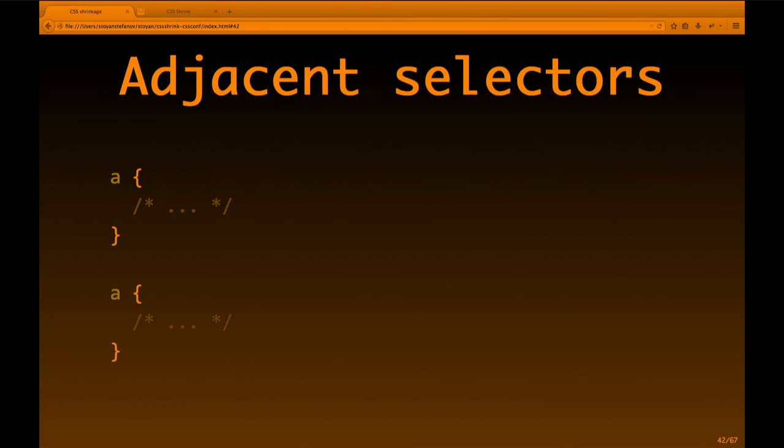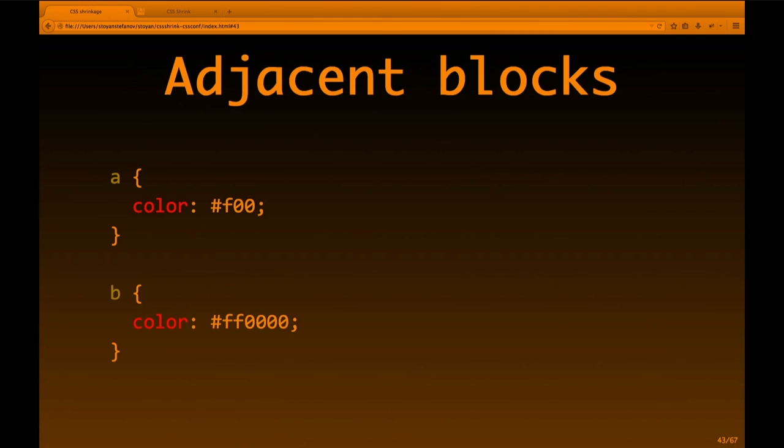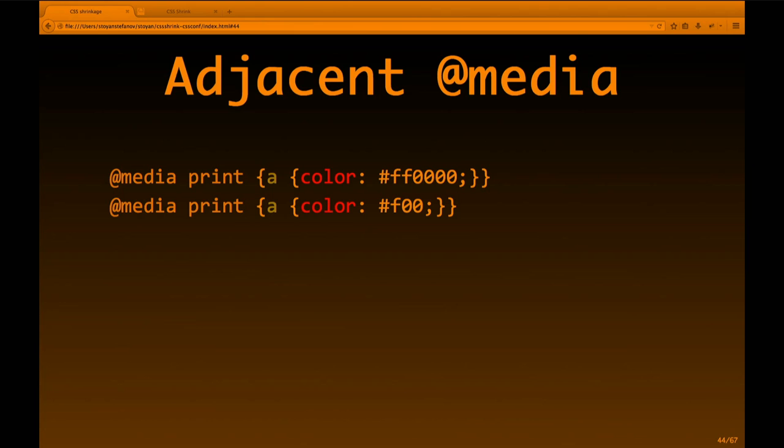Adjacent selectors, right? If you have two selectors right after each other, then you can merge the declarations inside of them. If you have blocks that happen to be the same right after each other, then you can merge the selectors and have one block. Everything has to be adjacent with CSS because that matters. If you have adjacent media queries, then you can merge those as well.